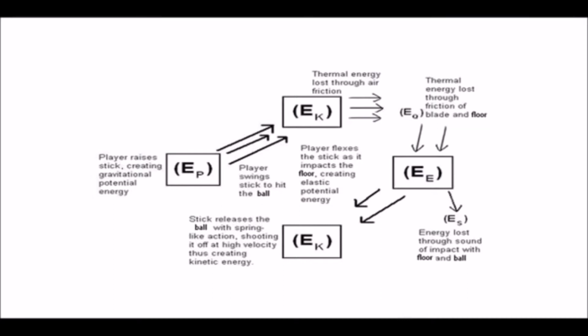The player flexes the stick as it impacts the floor, creating elastic potential energy. A little bit of energy is lost through the sound of the impact with the floor and the blade. The stick releases the ball with a spring-like action, shooting it off at a high velocity, thus creating kinetic energy.